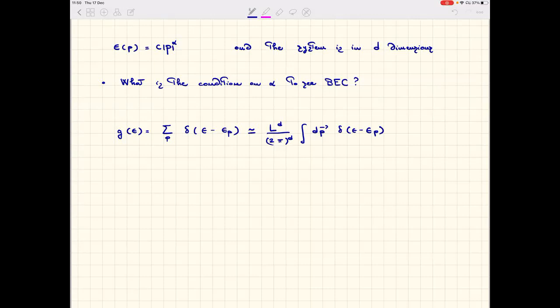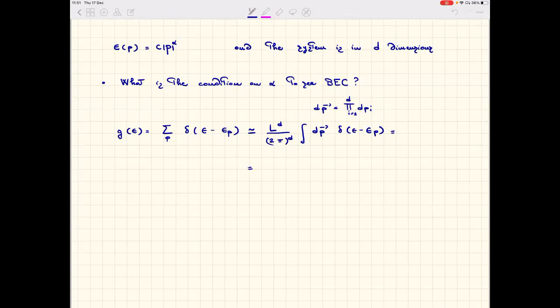What do I do now? Change variables. But before I change variables, what do I do? Write dp in d dimensions. I can write it in many ways: dp equals the product over i of dp_i from 1 to d. Is it good? We can choose spherical coordinates, because epsilon of p is a function of the absolute value, right? So we choose spherical coordinates.